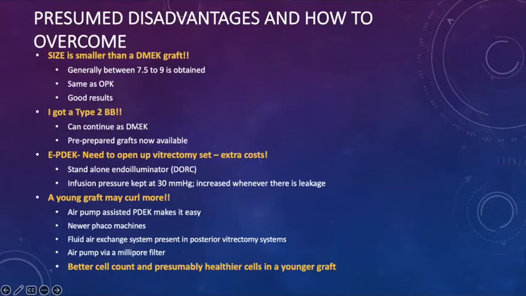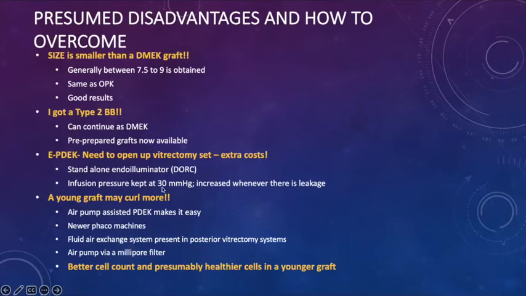The other option is, if I get a type 2 bubble, in which case, if you want, you can continue as a DMEC. But as I said, you already have prepared grafts now available. PDEK, you need to open a vitrectomy set, which can lead to extra costs. That's another disadvantage that people say. But now you get standalone endo illuminators from DORC, which is something that you can buy. I have no financial interest.